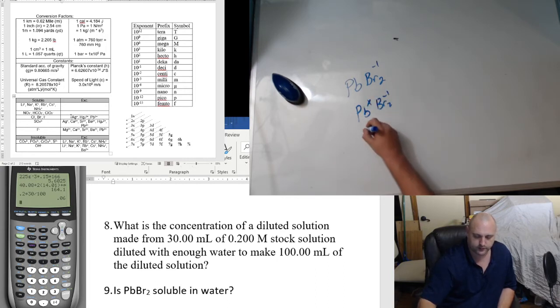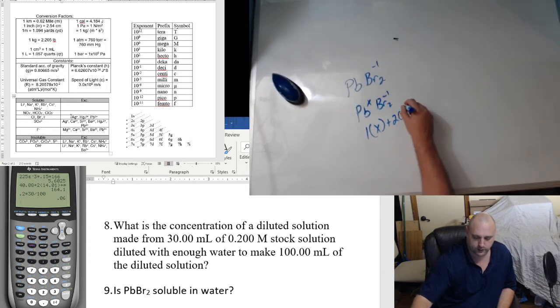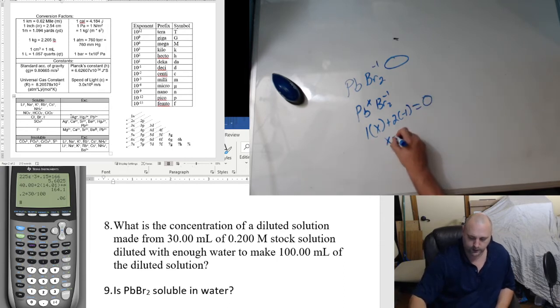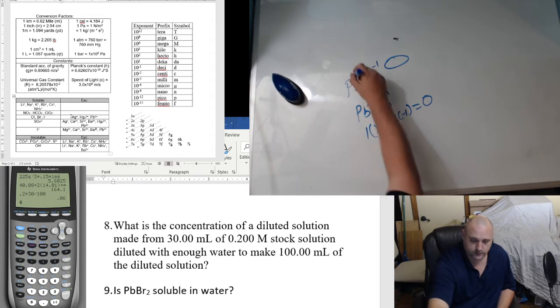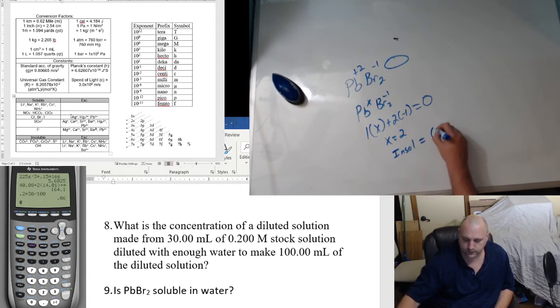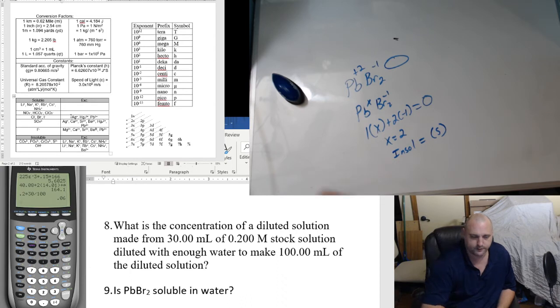And Pb 1, so I put my X. So 1 times X plus 2 times -1. There's no charge out here, so X could equal 2. So this is in fact Pb that's up to +2. That's important. That tells me it's insoluble. Don't forget, insoluble means it's going to be a solid. It's the S. Okay.